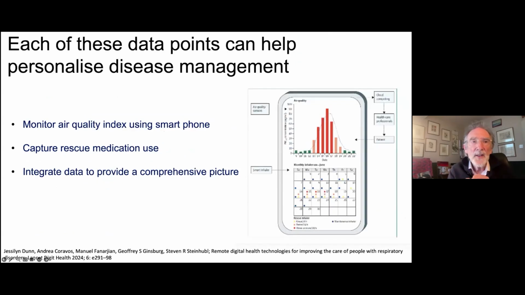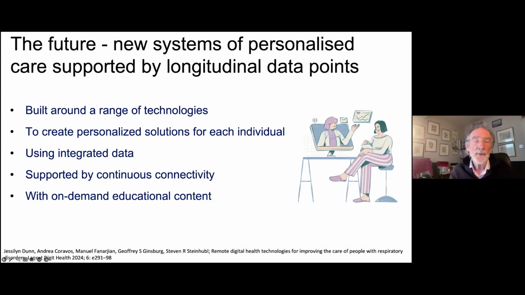And this is how each of these data points could help in personalized disease management. You've seen some screenshots of an actual existing tool that's now available, and these are idealized screenshots taken from that publication, showing how each of these data points can help personalized disease management. On a single screen, we can show air quality, rescue medication use, and integrate that data into a more comprehensive picture. So this is the future.